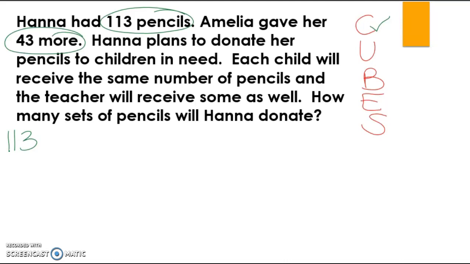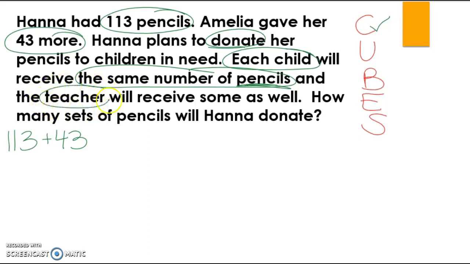Hannah had 113 pencils. Amelia gave her 43 more. That means that I'm adding to the 113. Hannah plans to donate her pencils to children in need. Okay, so that means she's going to give them away. But each child, that's important, will receive the same number of pencils. So the same number of pencils. That's extremely important. And the teacher will receive some as well. Okay, so the teacher will receive some as well.